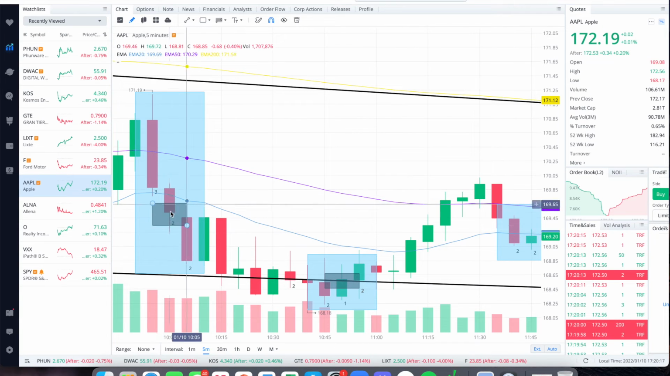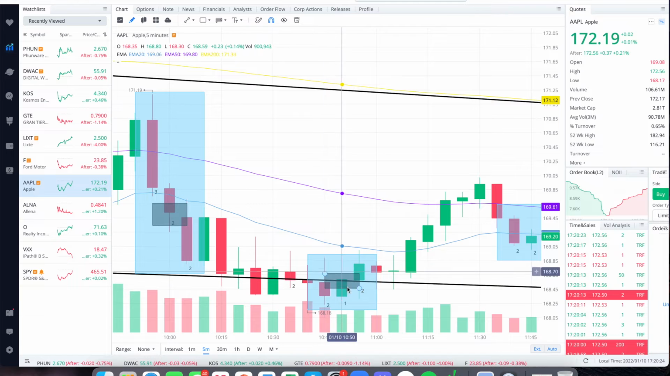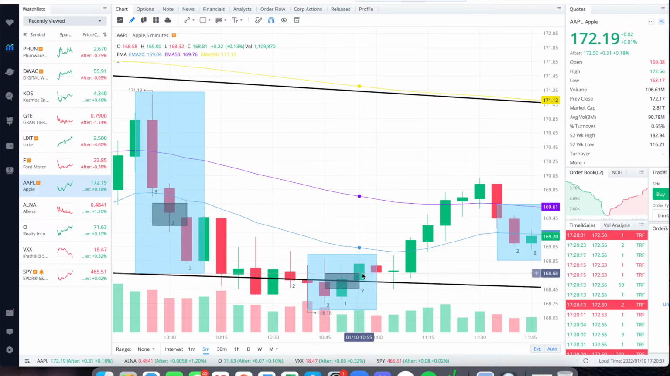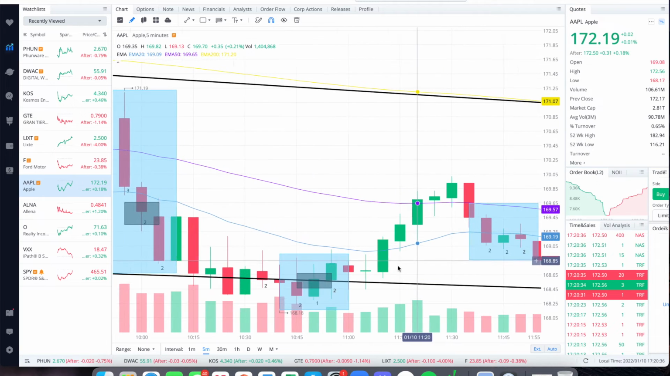So this is where I bought in the put with that 2, 2 reversal. And then down here is where I got out because I noticed a 2, 1. And since it closed high, I knew that this was going to continue going high most likely, so I just played it safe, sold out, and I got lucky. I was right.